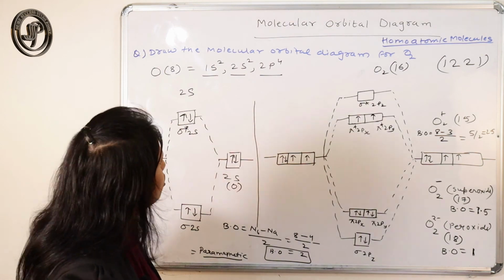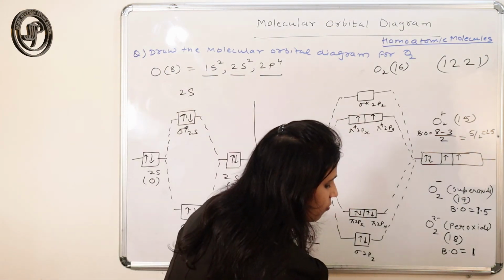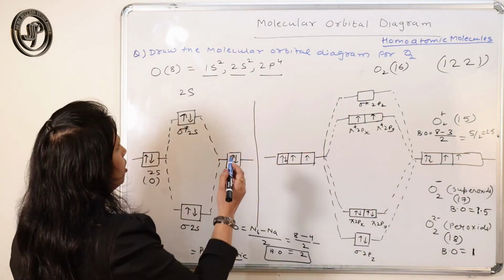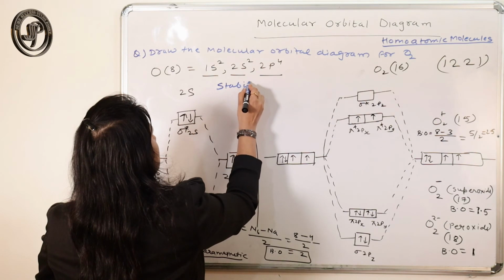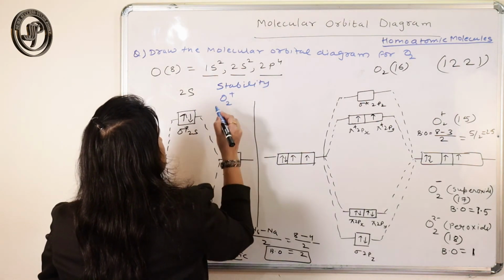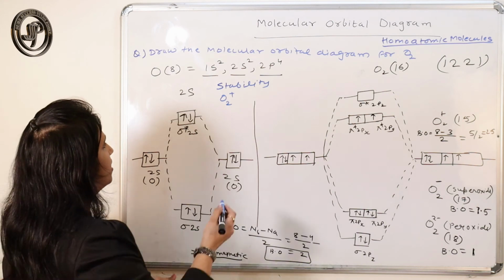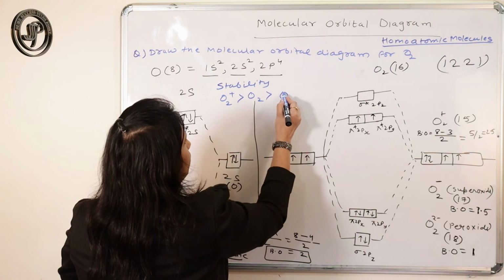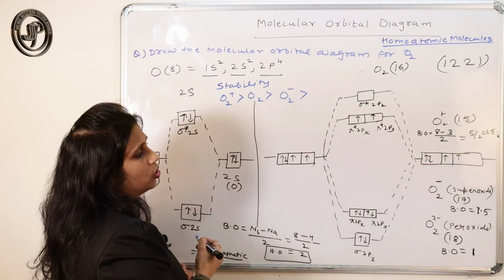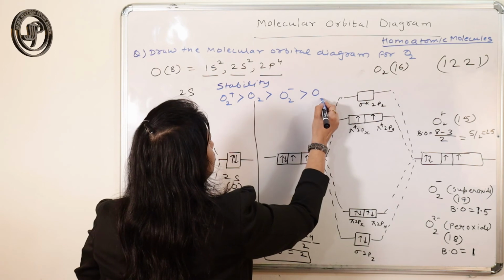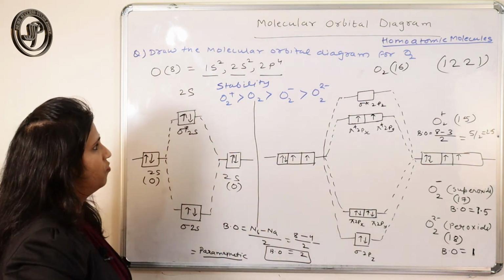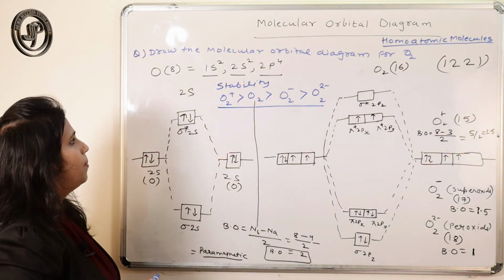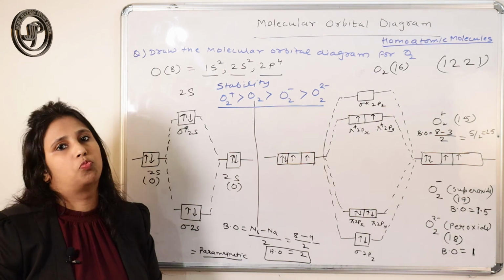So if I need to write the stability order, I found that O2 positive has bond order 2.5, so it has greater stability than O2 with bond order 2, then O2 negative with bond order 1.5, and then O2 2 negative with bond order 1. So that is the trend for stability, and the stability is directly proportional to bond order.